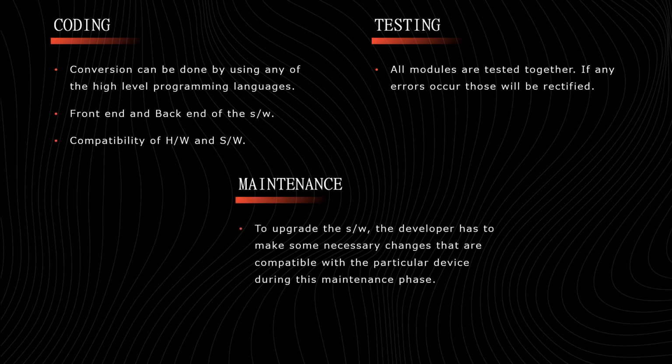Maintenance phase. To upgrade the software, the developer has to make some necessary changes that are compatible with the particular device during this maintenance phase. If any issues come up in the client environment, to fix those issues, some patches are released. Also, to enhance the product, some better versions are also released. All these changes can be done in the client environment. So, this is about the software development life cycle.